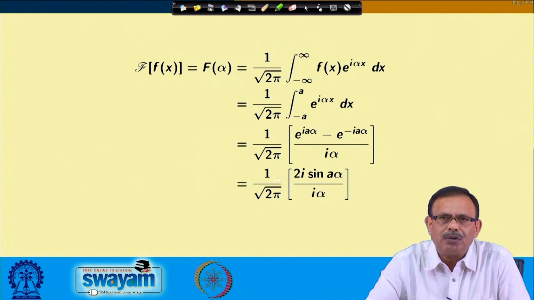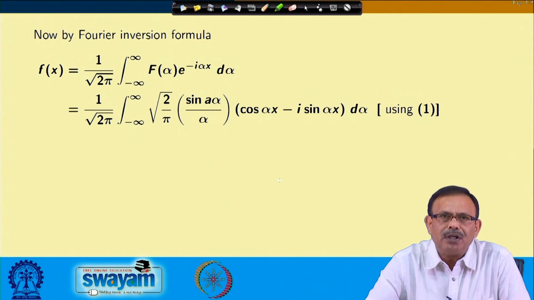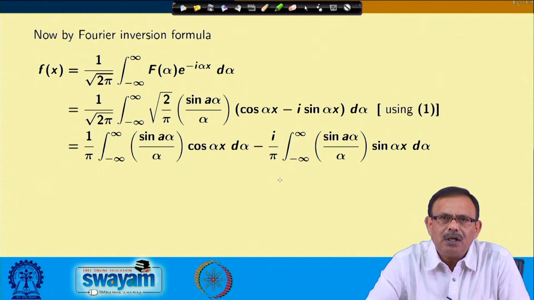The second part of the problem is to evaluate the value of the integral 0 to infinity sin t by t dt. For this one I have to take the inverse Fourier transform of this equation 1. So, from here f x equals, by the Fourier inversion formula, 1 by root 2 pi, integral of F alpha into e power minus i alpha x d alpha, and I am writing this by substituting the value of F alpha from equation 1, the Fourier transform of the function, and e power in terms of cos and sin. Then I am breaking this into two integrals.